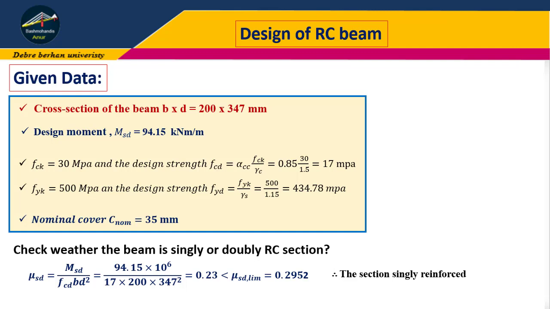In this video, I'm going to show you how we can derive this mu SD limit equal to 0.2952. This parameter is important for classifying a beam as a singly or doubly reinforced section. So in this video, I'm going to derive this parameter.